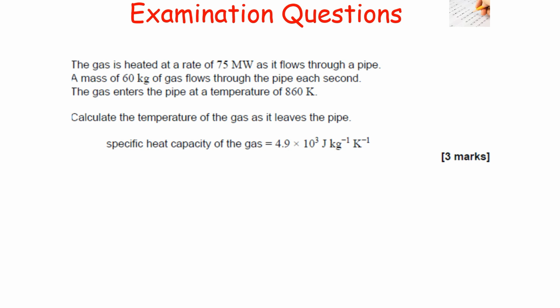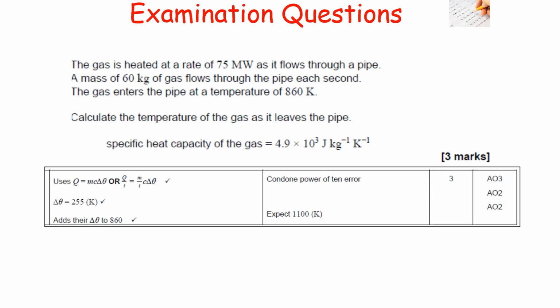Right, again, we've got to use our equation that E equals mcΔT, or E equals mcΔθ. What we can therefore say is that if we take it over 1 second, we can turn our 75 megawatts into 75 megajoules, and we've got our mass to be 60 kilograms, because this is 60 kilograms every second, so take it per second. So therefore we can say that 75 times 10 to the 6 equals our 60, our mass, times our heat capacity, which is 4.9 times 10 to the 3, times our change in temperature.